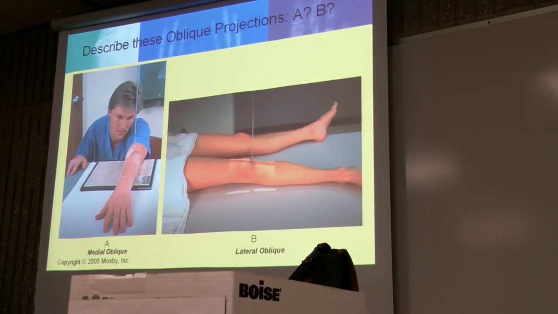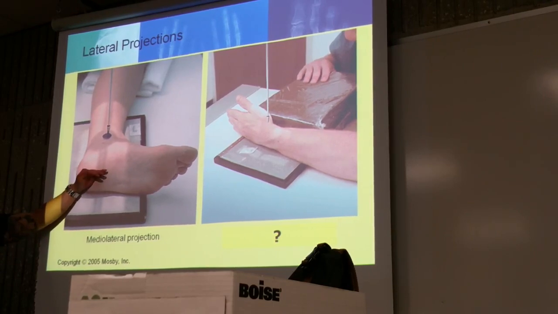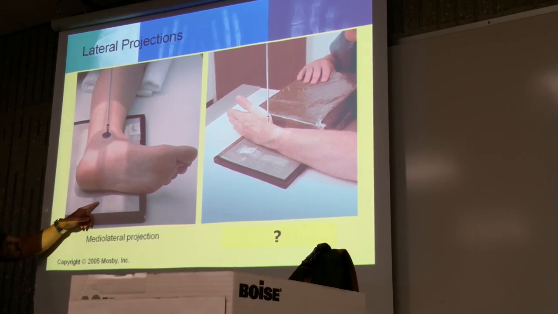Medial oblique, lateral oblique. Okay, lateral projection. We're talking about projection. Projection refers to what? The travel of the X-ray beam. So here we have the X-ray beam entering the medial surface and exiting the lateral surface. Therefore, this projection is a medial-lateral projection.